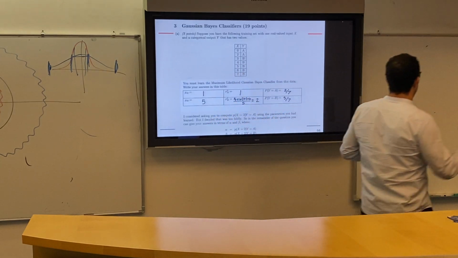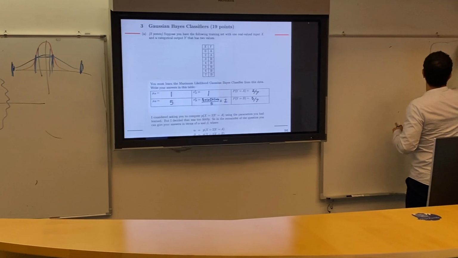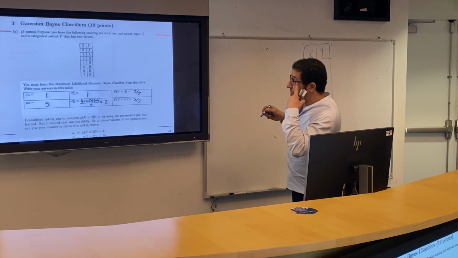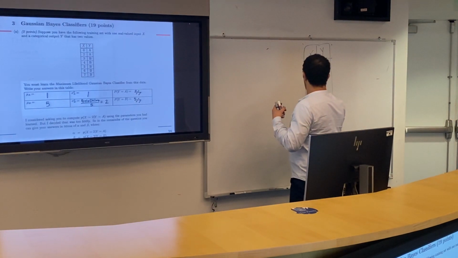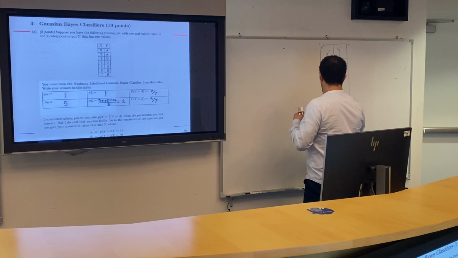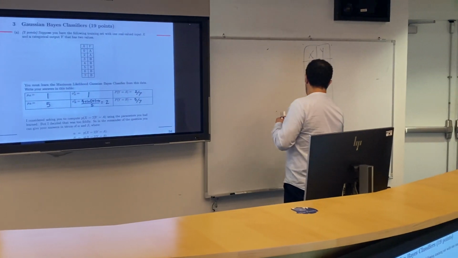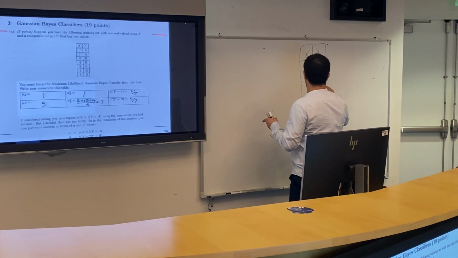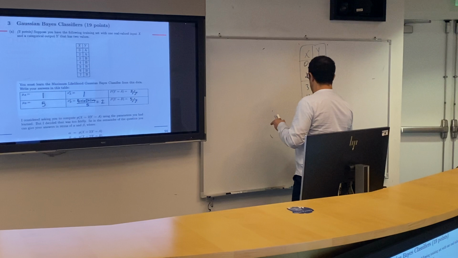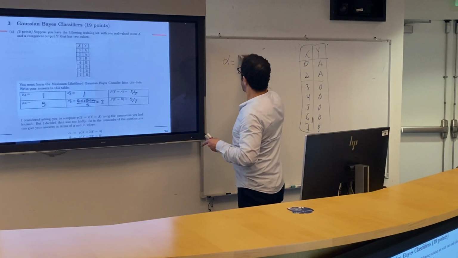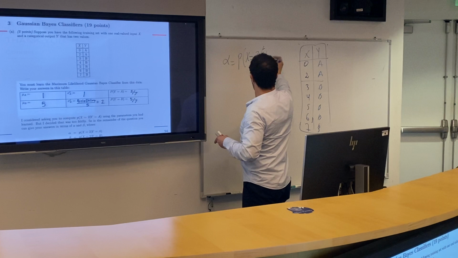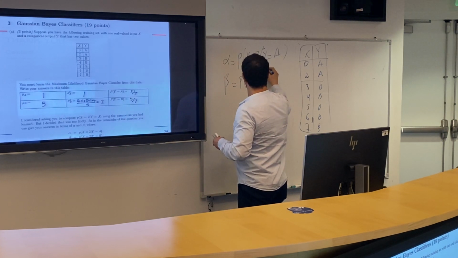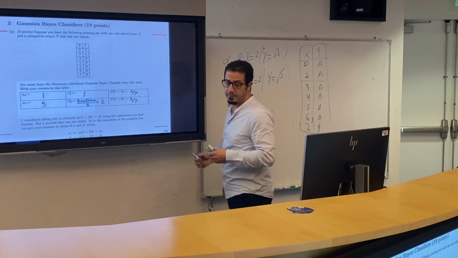Let me just sketch x and y here. We have x and we have y. And here we have from 0, 2, 3, 4, 5, 6, 7. 0 to 2 are A, and this is B. Okay, we call alpha the probability of x equals 2, given y is A. And we call beta the probability of x equals 2, given y is B.